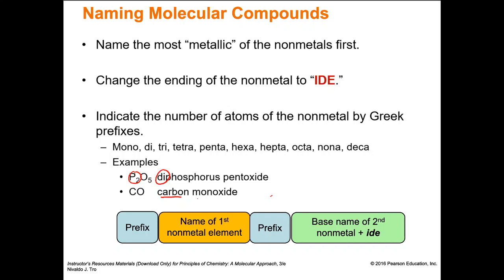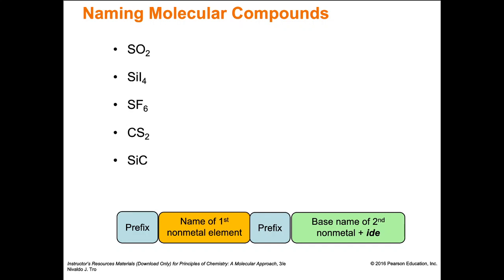So: prefix, name of the first nonmetal element, prefix, base name with the ending changed to IDE. Let's look at these together. The first one, SO2. I'm going to write sulfur. I only have 1, so it's just going to be sulfur. And then I have 2 oxygen, so I would say dioxide. So sulfur dioxide, where the di gives me 2. Here I have SiI4. So I have silicon.